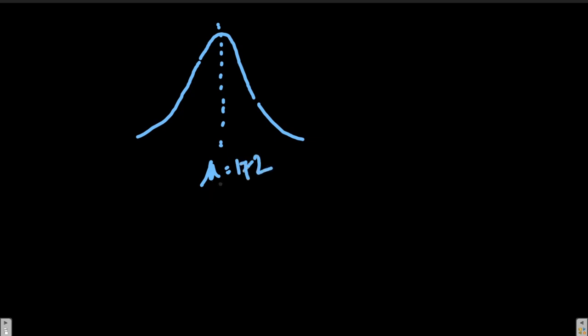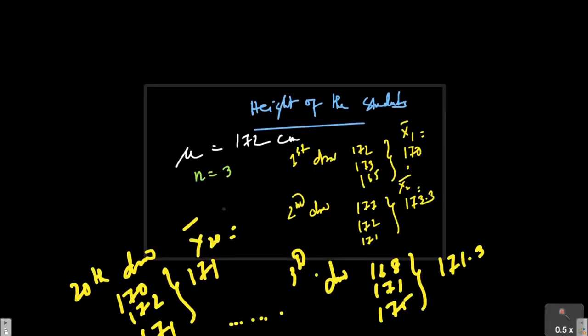Now, how do I create the confidence interval? Let's go back to the numbers here. In the first draw I got 170. In the second draw I got 173.3. In the third draw I got 171.3. Sorry, the 20th draw I got 171. But in other draws we also got several values.